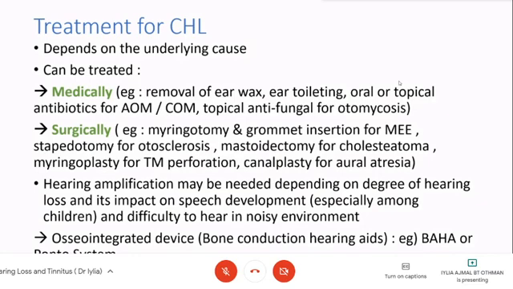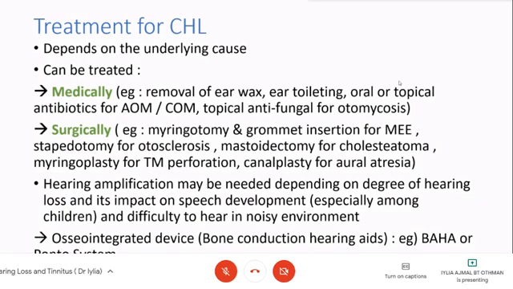Sometimes, when say the middle ear effusion is persistent despite optimum treatment, we might need to subject the patient for myringotomy and grommet insertion to allow better ventilation between the middle ear and also the nasopharynx. And then another type of surgery that we can perform for conductive hearing loss is stapedotomy in otosclerosis. You can read about this. Mastoidectomy in cholesteatoma, or in tympanic membrane perforation, we can also perform myringoplasty.